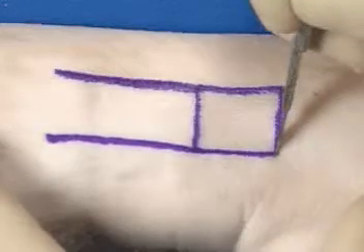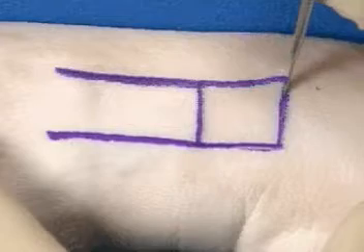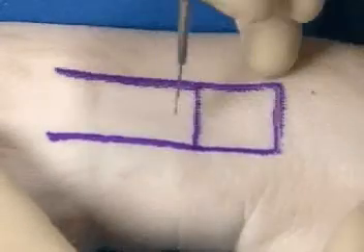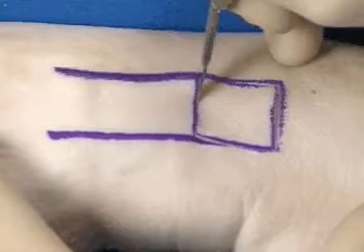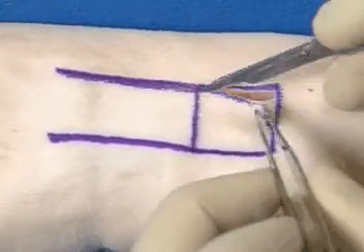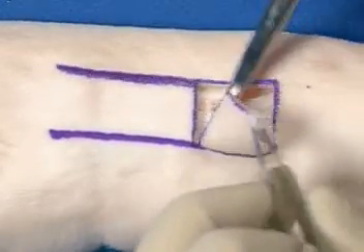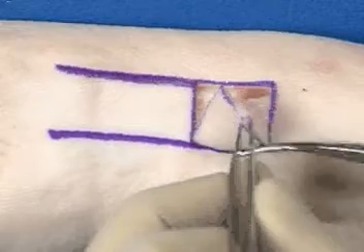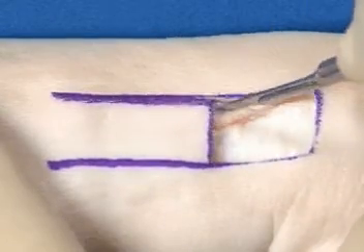The advancement flap is drawn so that the length is approximately 2.5 to 3 times longer than the width. Care is taken to stay in the subcutaneous plane during the excision of the lesion. Countertraction is helpful during incision and excision. The scissors can be used to undermine as well as to cut the deep layers of the soft tissues.